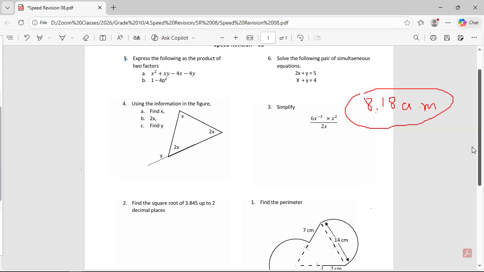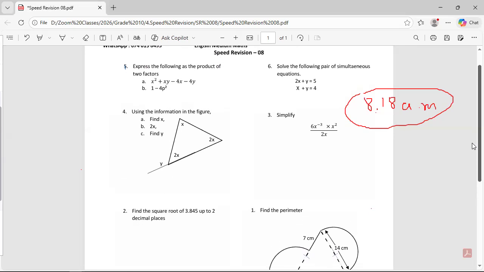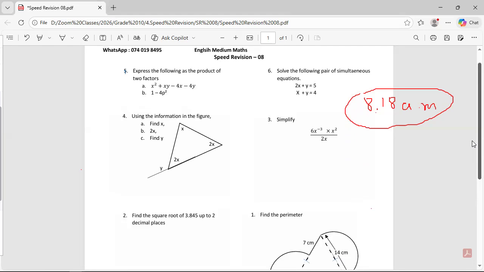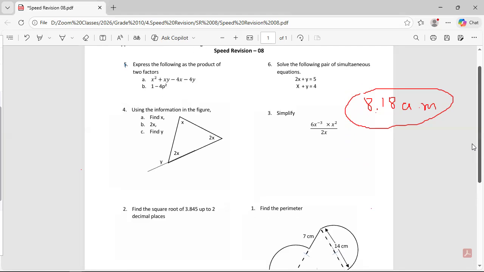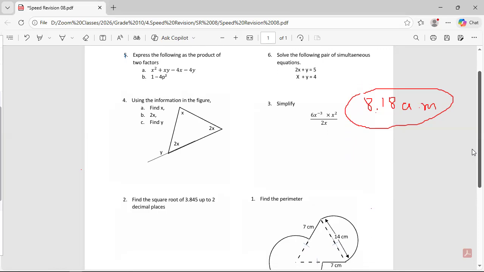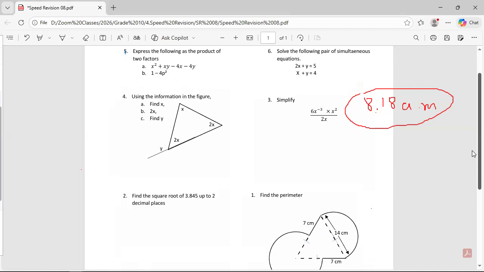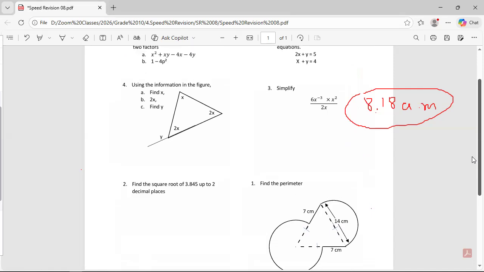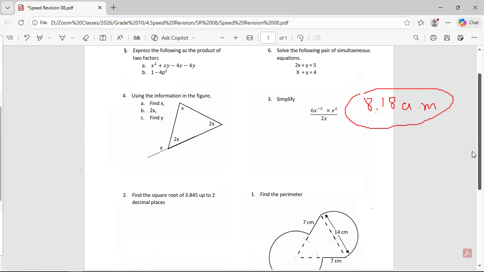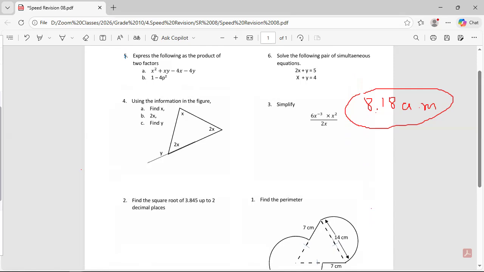So I have given you the time to write down the answers for the speed revision A. Right. So now what I am going to do is I am going to discuss the answers for these questions. Right. Okay. So Udame, I am going to stop sharing and you can focus on the board. Right.